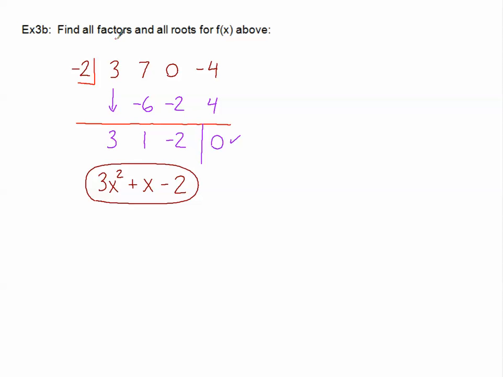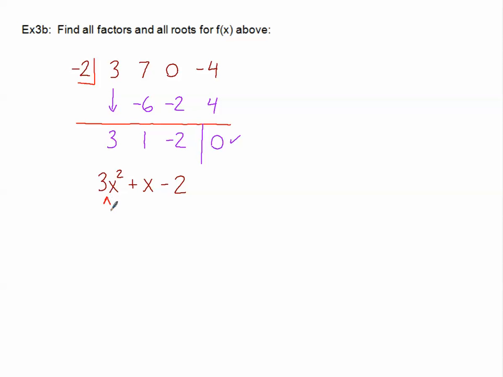So it says find all factors and all roots for our function. So we already put the -2 in here. We did our synthetic division and we ended with a 0. That means that -2 is one of our zeros, one of our roots. And we depressed our cubic down to this quadratic. Well, now we can factor this quadratic, because we should be able to factor any quadratic as long as it's factorable.